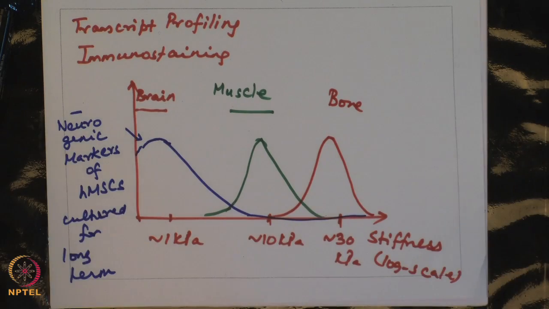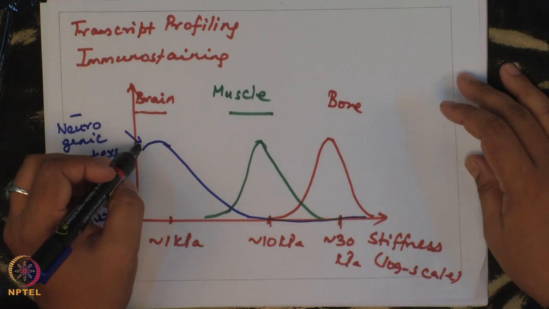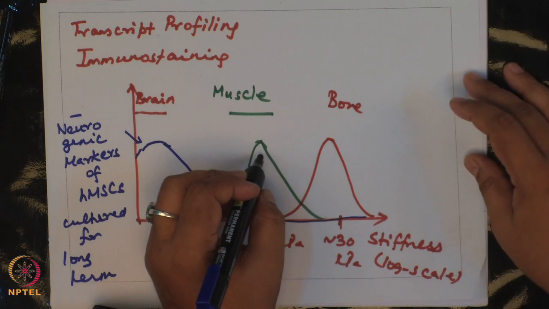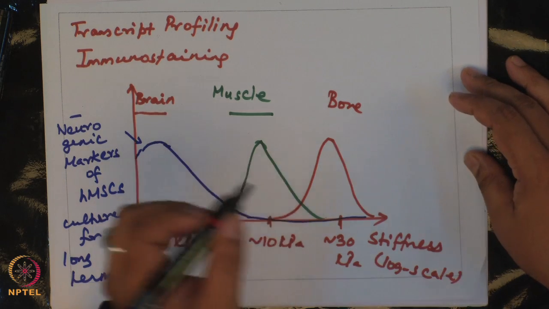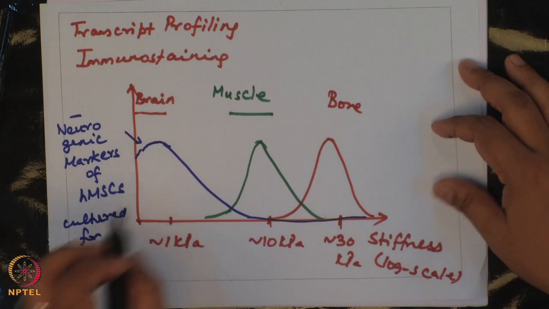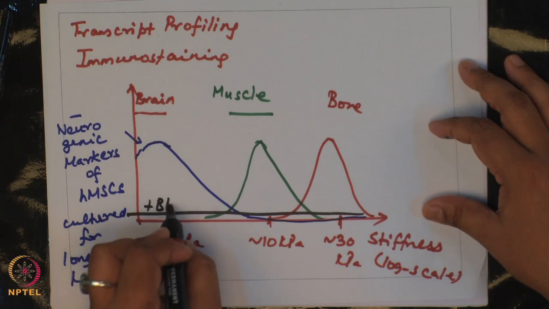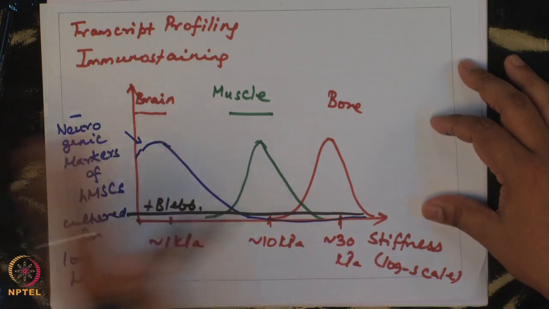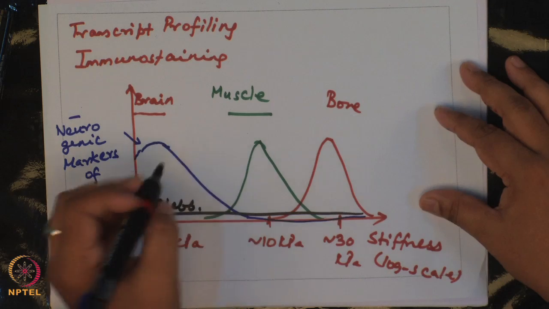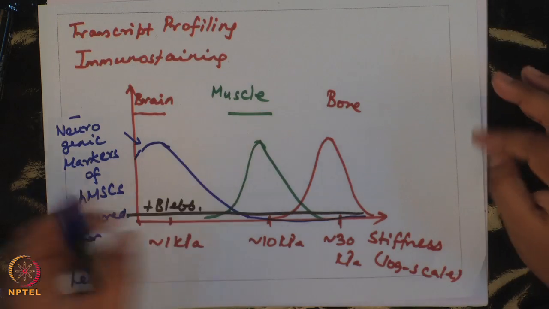So, on soft substrates, the HMSCs exhibit neurogenic lineages. On intermediate surfaces, the cells exhibit muscle specific lineages, and on stiff surfaces, they exhibit bone specific lineages. Again, if you treat with blebbistatin, so it is plus bleb, it inhibits differentiation across the board. Now, does this mean that this earlier differentiation is enough to become functional muscle?